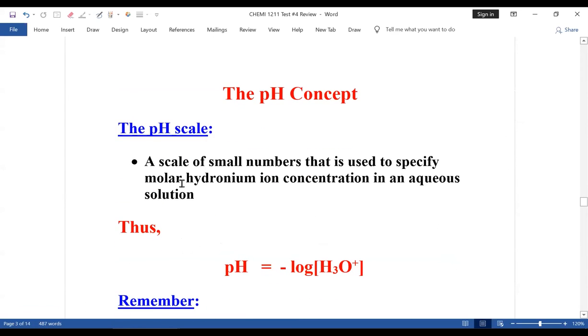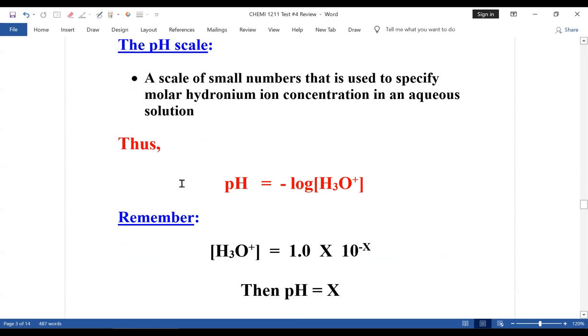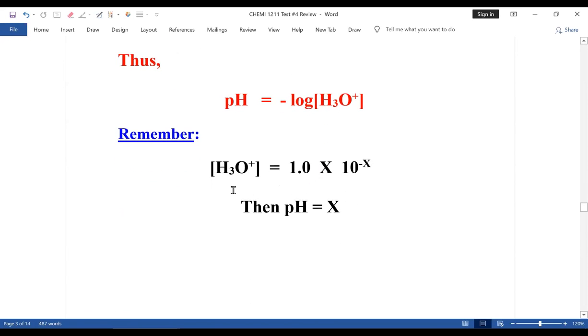This is hard to remember, so someone came up with the pH scale. The pH scale is a scale of numbers that specify the hydronium ion concentration, and it's important. This is an aqueous solution. pH equals minus the log of the hydronium ion concentration, H3O+, and therefore, H3O+ equals 1.0 times 10 to the minus X. Then if this is true, pH equals X. That's my gift to you.